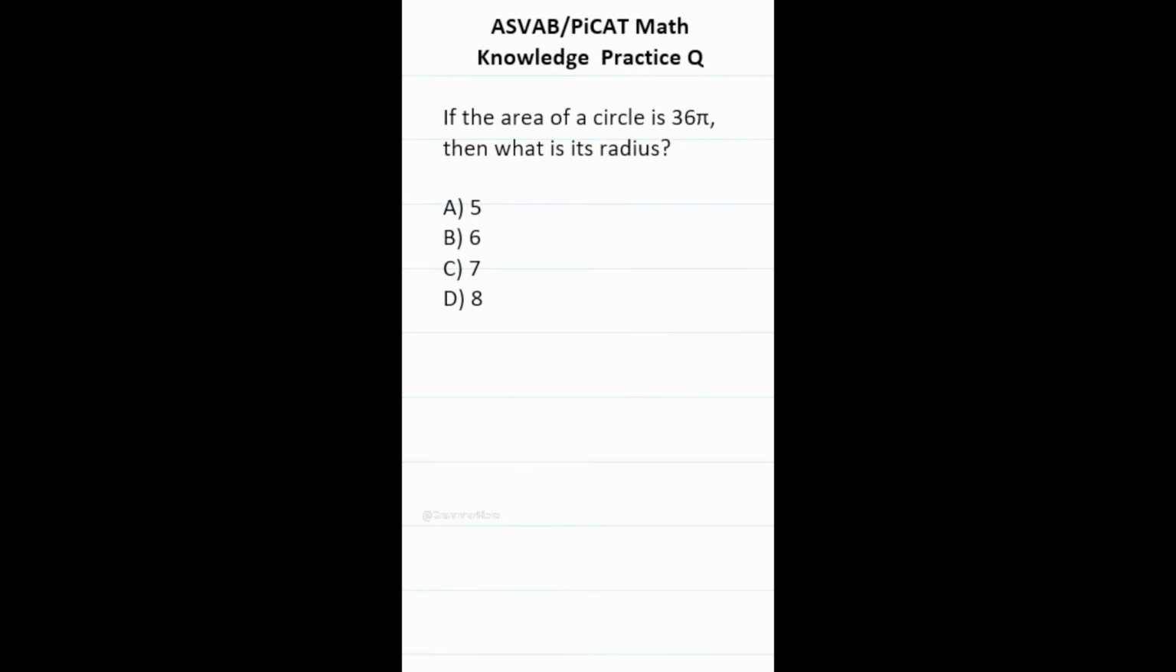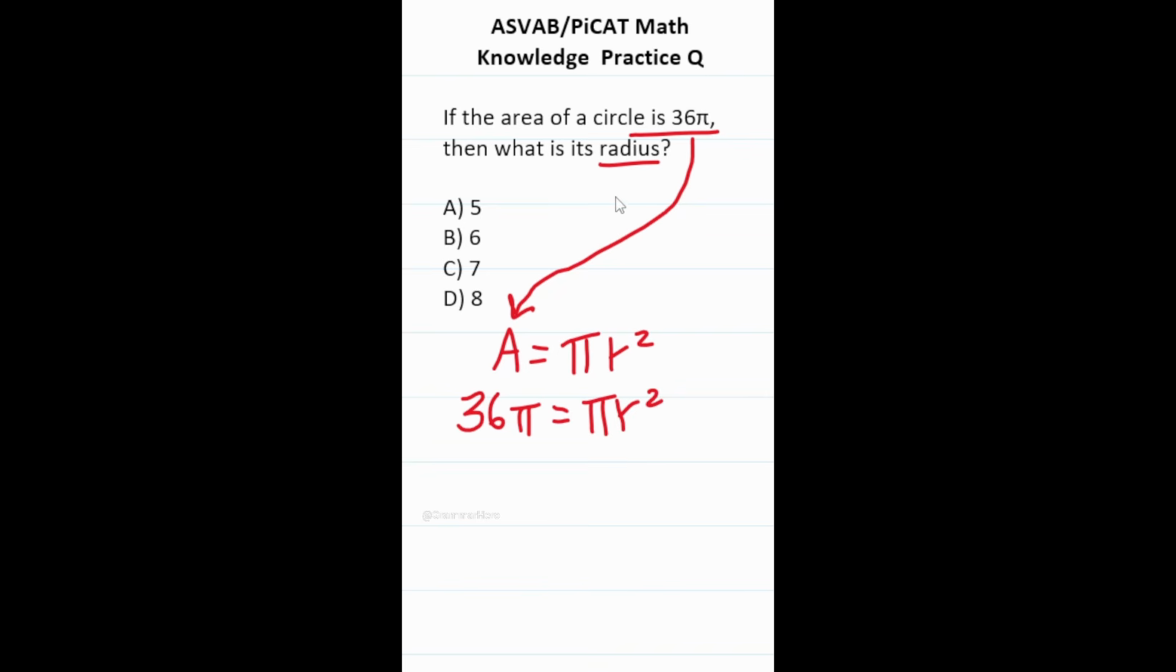This ASVAB PiCAT math knowledge practice test question says if the area of a circle is 36 pi, then what is its radius? Since we're talking about the area of a circle, let's go ahead and jot down that formula. Area is pi r squared, where r is the radius, of course. We're told that its area is 36 pi, so plug that in right here. This becomes 36 pi equals pi r squared. Again, we want to know what radius is, so let's start by dividing both sides by pi to get r squared by itself. These pi's cross out, leaving you with just 36 over here.